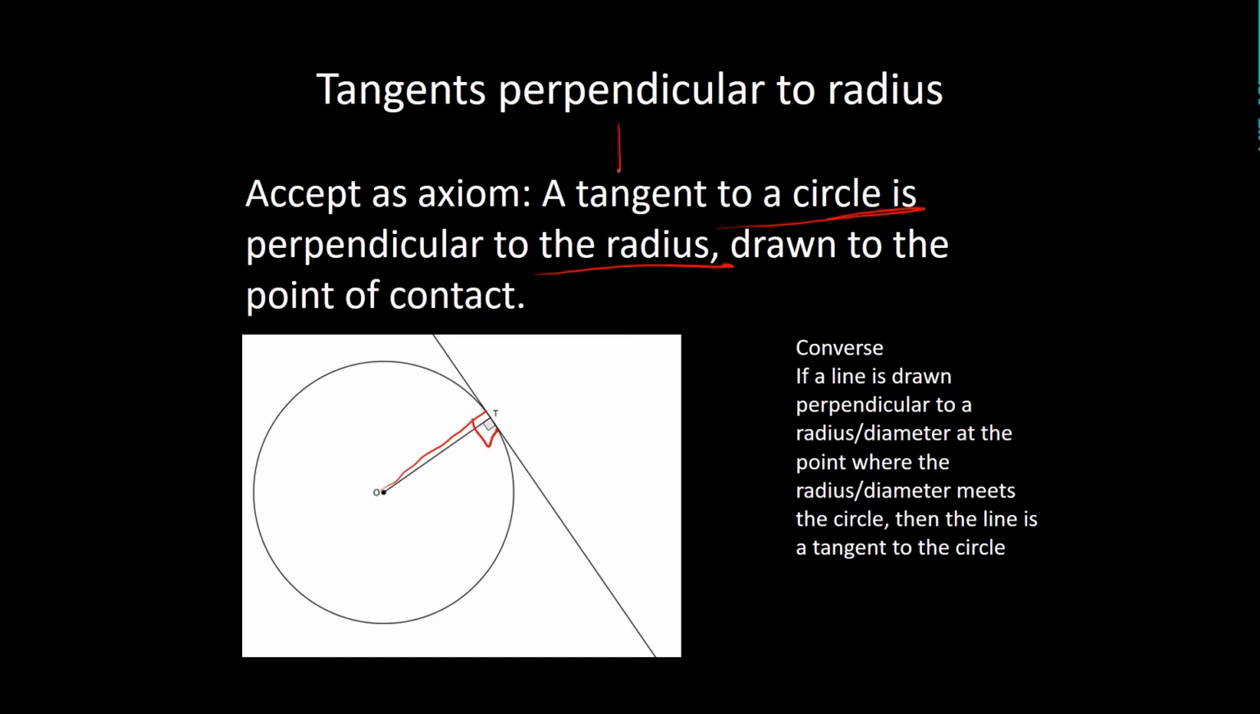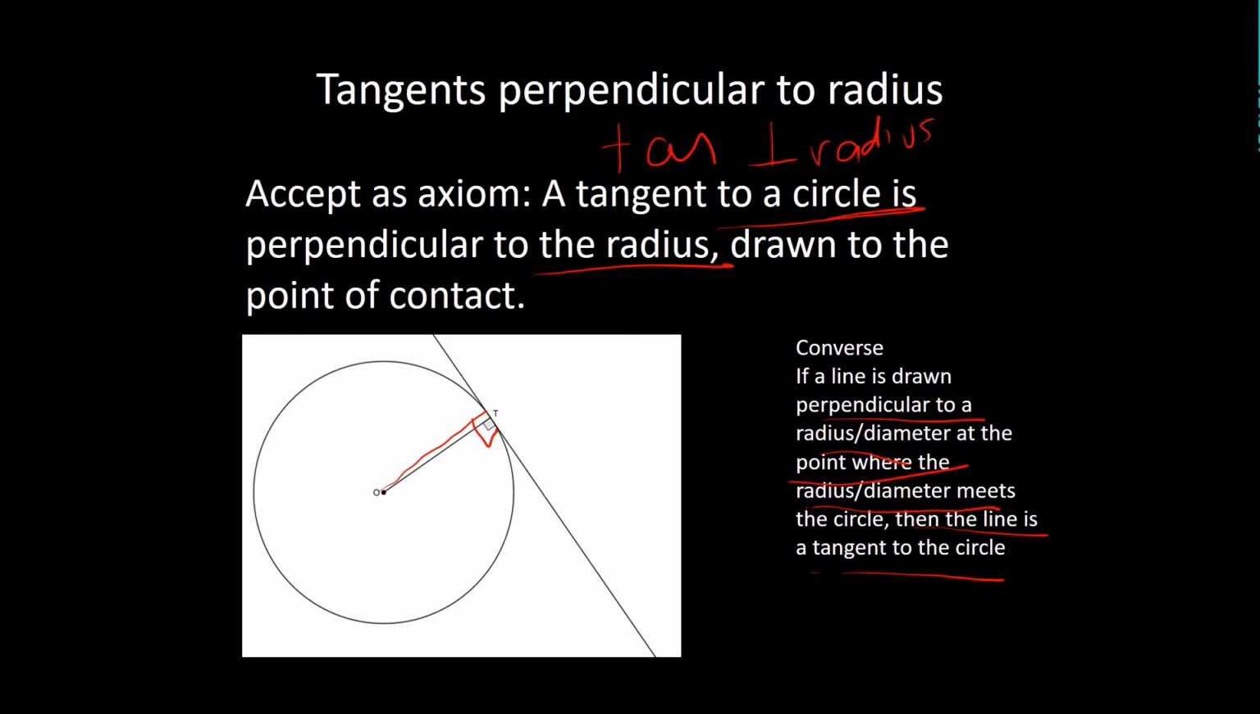When you write this as a reason, you can abbreviate or shorten it to tan perpendicular to radius, or in fact diameter, depending on what you've been given. The converse of this is if we have a line that is drawn perpendicular to the radius or the diameter at the point where the radius meets the circle, then that line is a tangent to the circle.